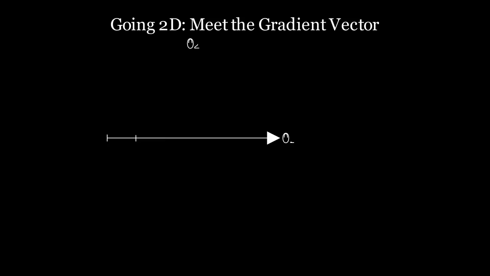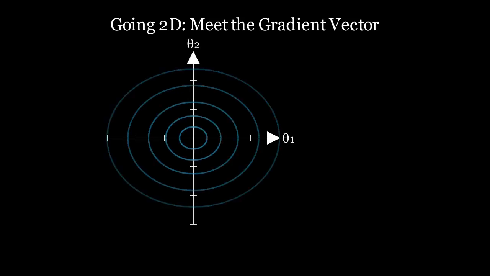Now let's go to two parameters. Two parameters create a surface in 3D space, a landscape with valleys and ridges. Our dot now sits on this surface, and the single derivative becomes a gradient, a vector of partial derivatives, one for each parameter. Together, they form an arrow pointing in the direction of steepest ascent. To go downhill, negate the gradient.